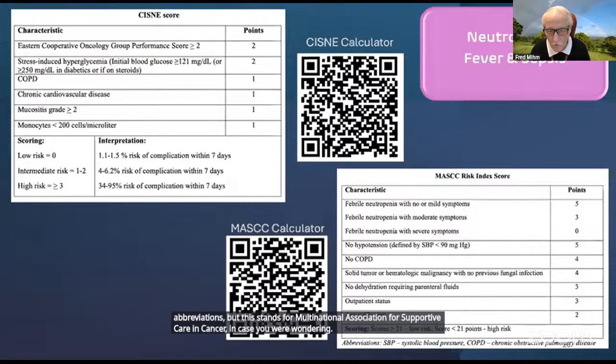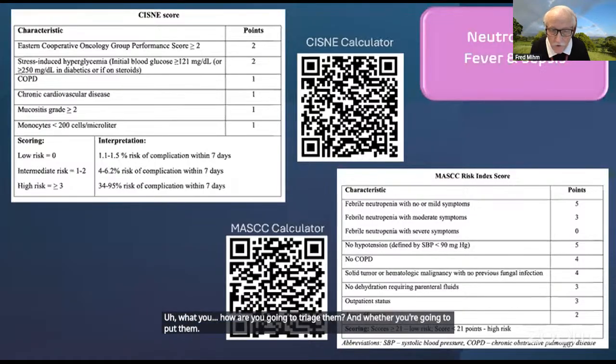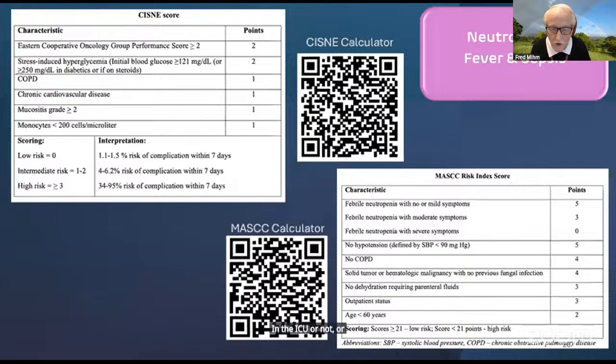And this is more for adult patients with either solid tumors or hematologic malignancies, and who may be in the hospital already. And this may be helpful to decide how you're going to triage them and whether you're going to put them in the ICU or not, or in a more heavily monitored setting.